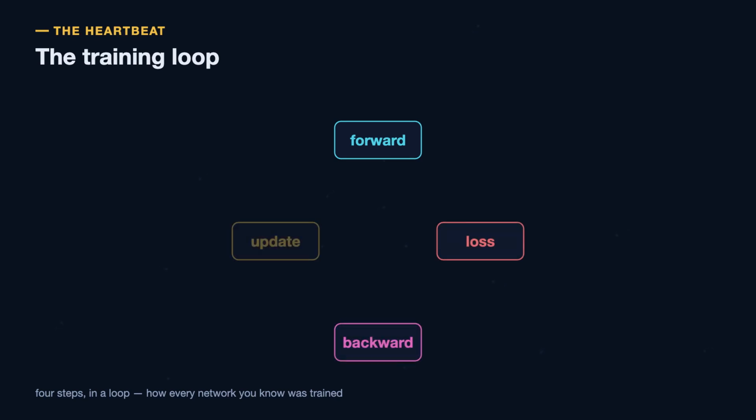Forward to make a prediction, compute the loss to measure the error, backward to get the gradients, update the weights to improve. Then repeat thousands, millions of times. 4 steps in a tight loop. That loop is how every network you have ever heard of, from image classifiers to language models, was trained. All of it, this loop.